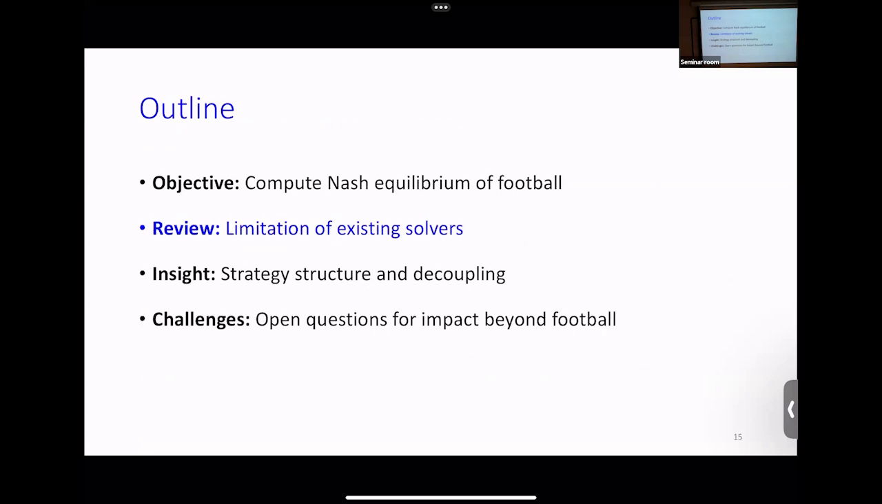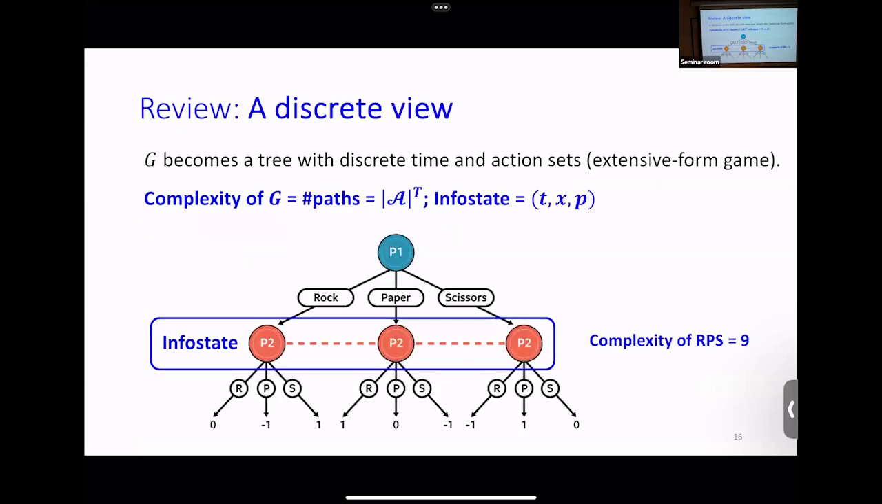Okay, so now let's talk about the limitation of existing approaches. So commonly what people do is to formulate the game as a game tree. And I will use rock, paper, scissors as an example. So starting from the root node, player 1 will choose his actions. So there are 3 actions he can choose.